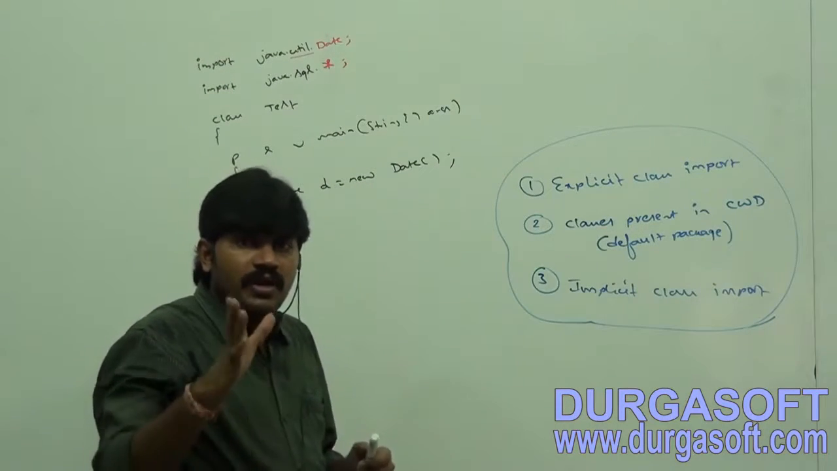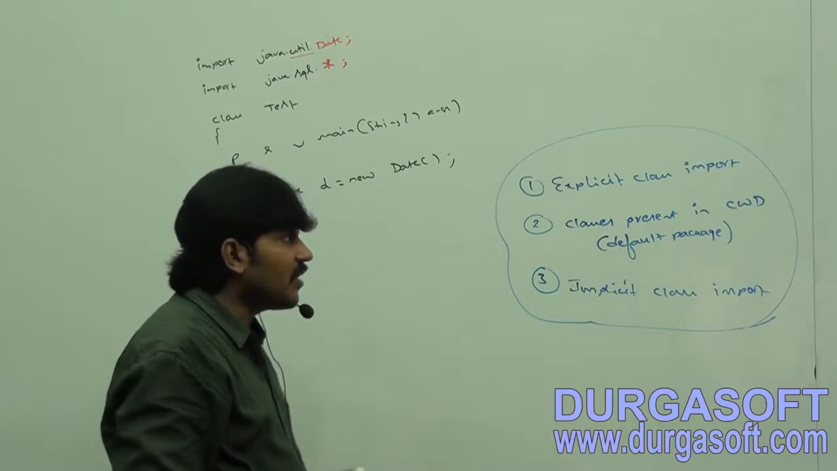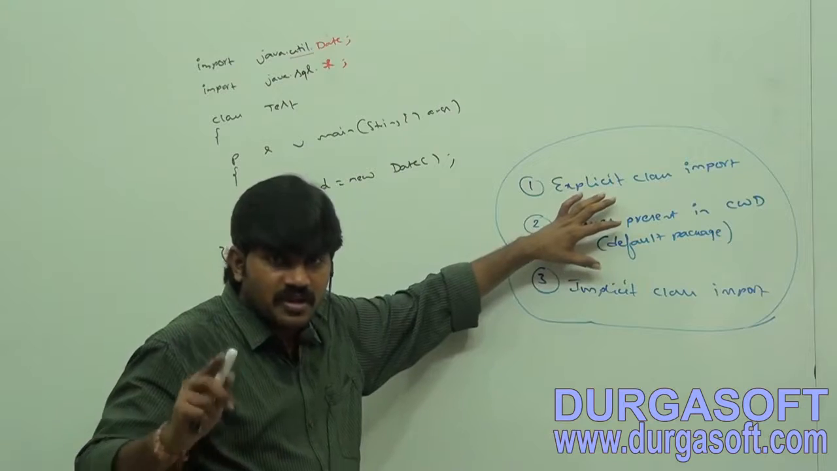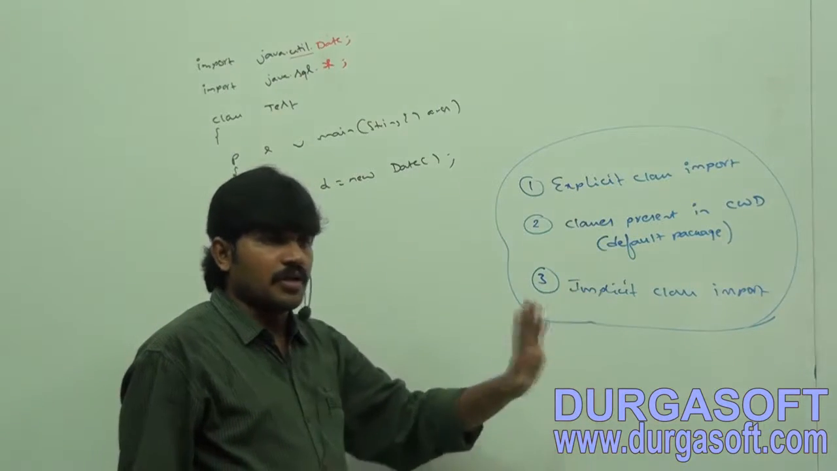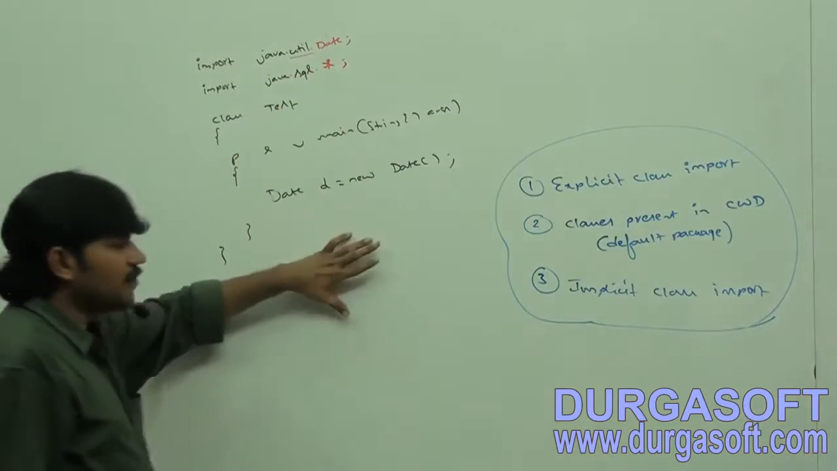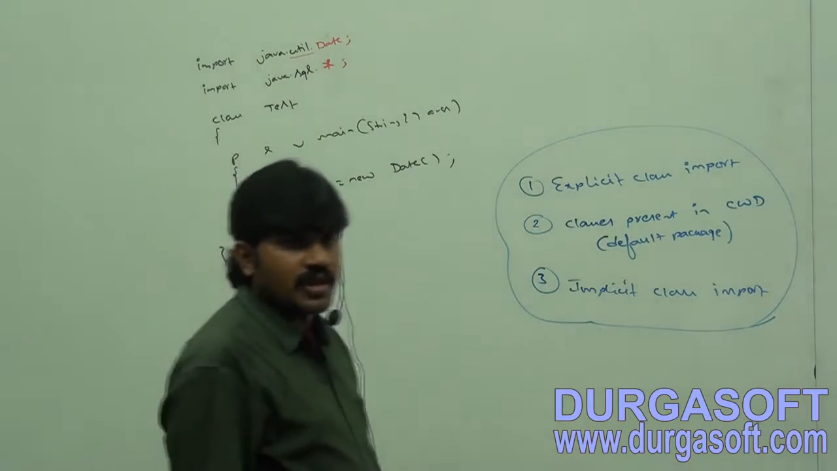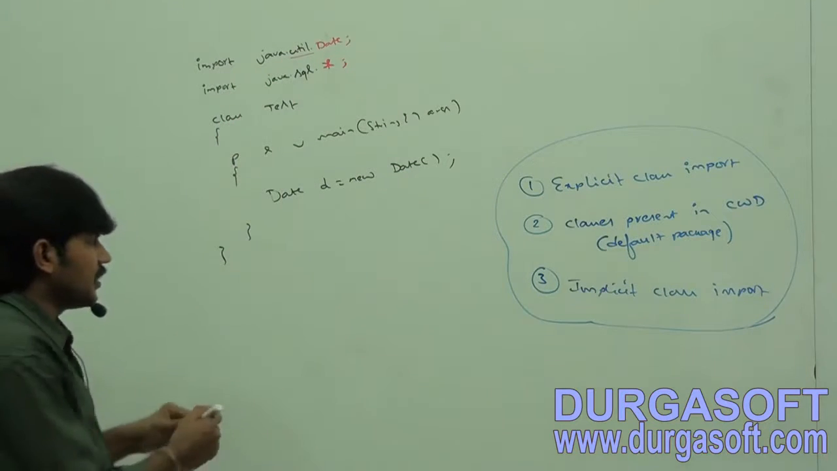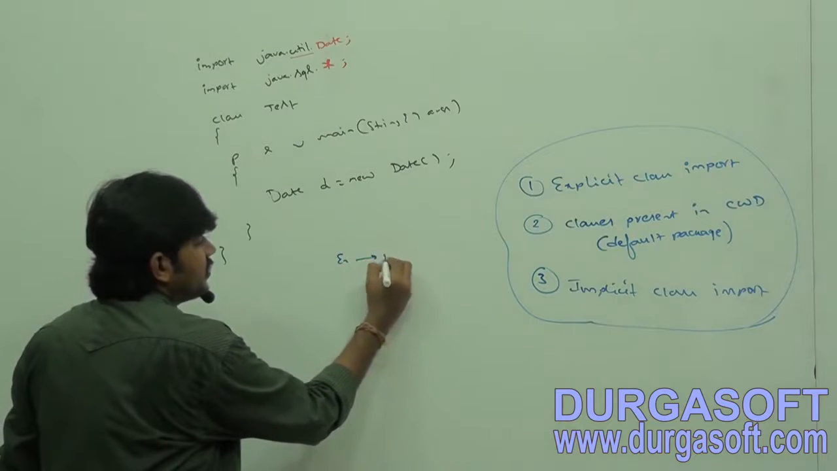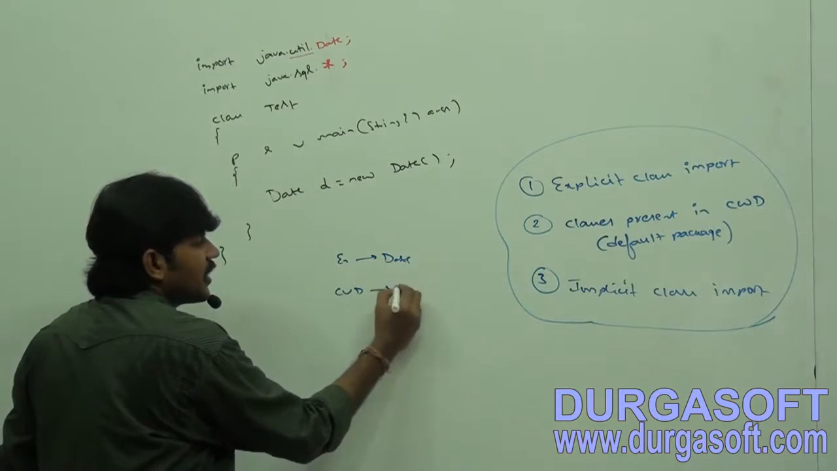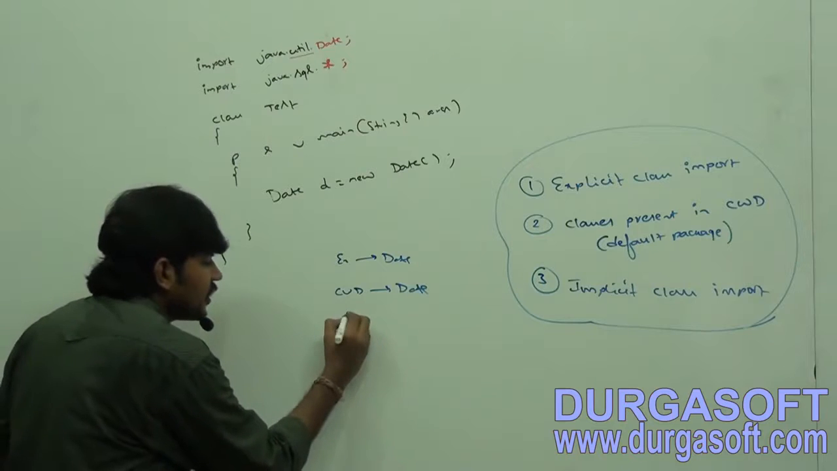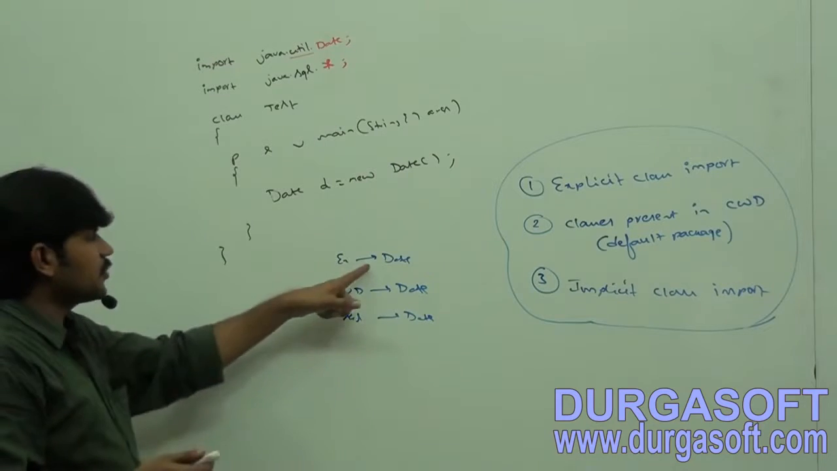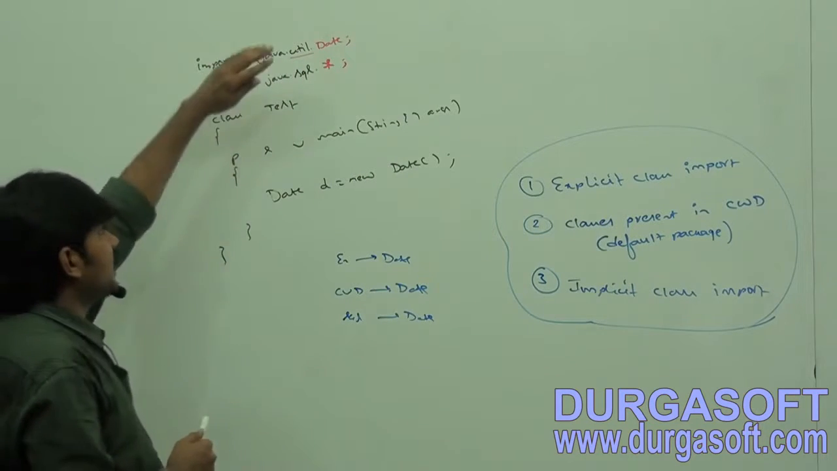This is the rule. While resolving class names, in which order will the compiler consider? Explicit class import, classes present in the current working directory, and next, implicit class import. In this example, assume the explicit import got matched. The current working directory also contains Date, and the implicit SQL import also contains Date. Then which Date will be considered? The explicit util package Date.